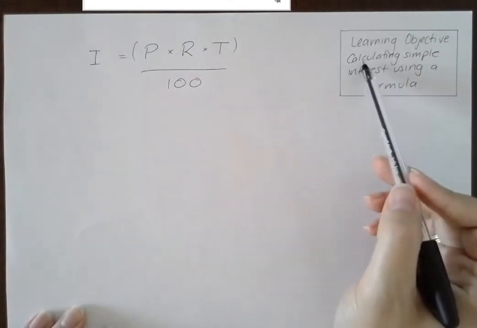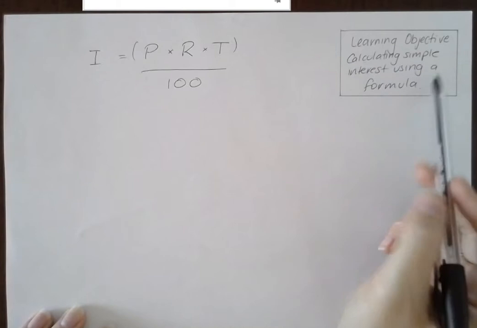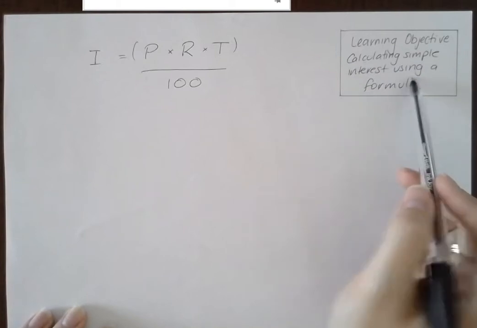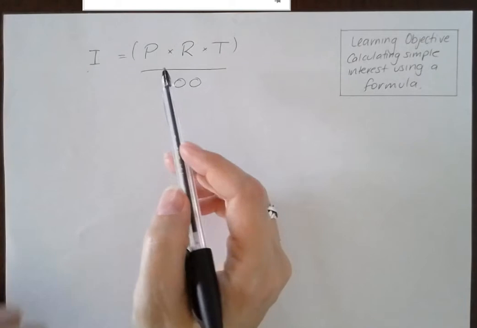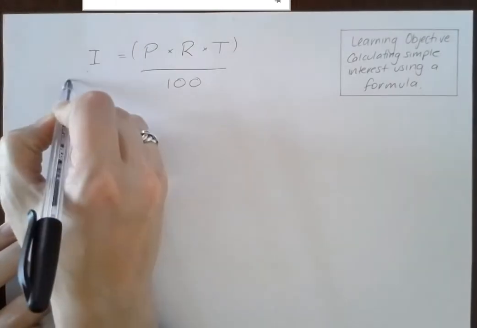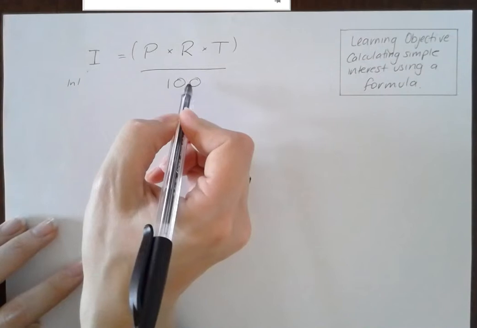Okay, in this lesson we are calculating simple interest, but once again, just simple interest, and this time we're going to use a formula. Now you can see this formula, you've probably seen it before, and that's okay. We need to understand every single part of it. So this here, the I equals PRT divided by 100.